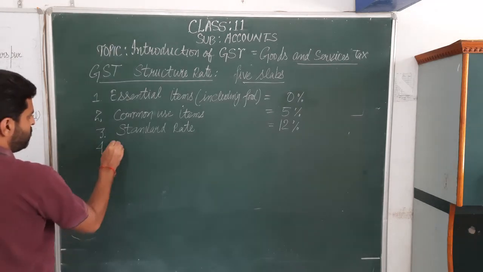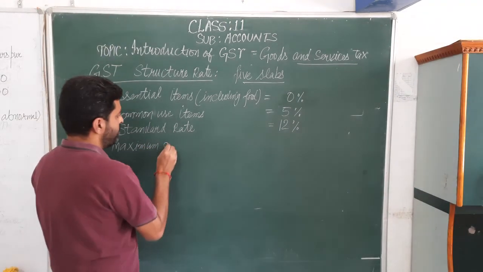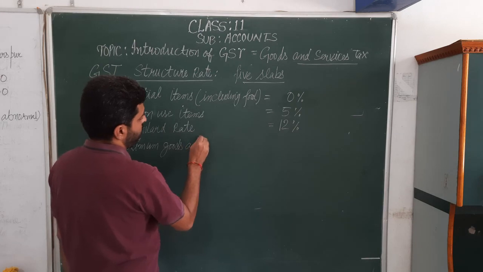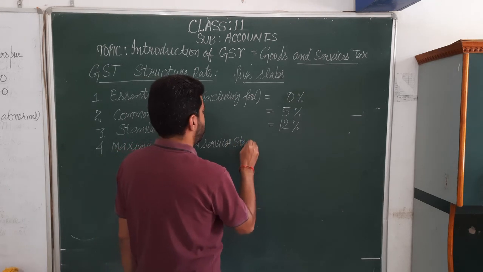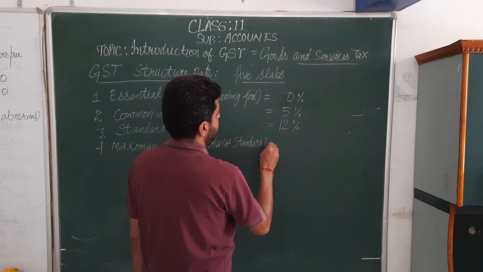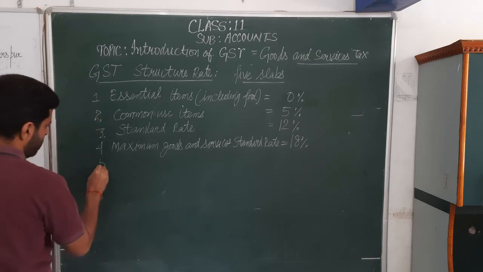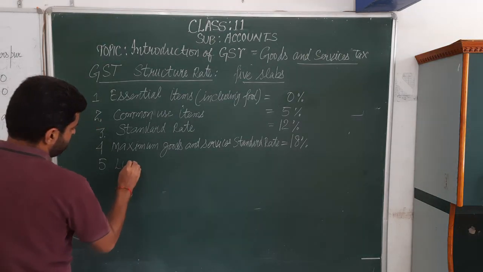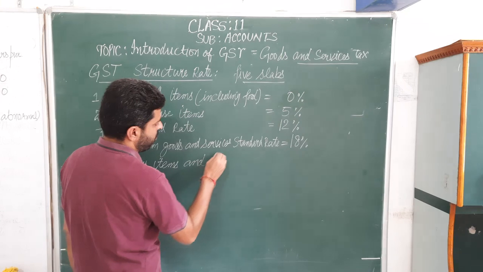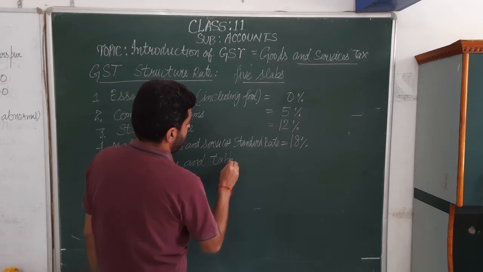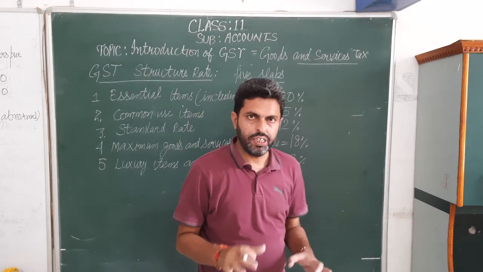And fourth one, maximum goods and services, standard rate 18%. Fifth, last one, luxury items and tobacco, 28%. These are the main five slabs.